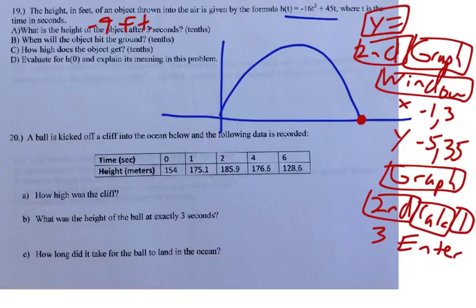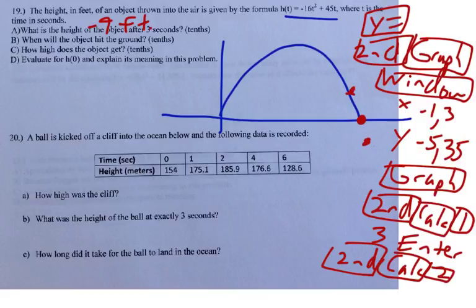So on that one I do second calc 2. And after I press second calc 2, I'm looking for my 0. So I'm going to do left bound, right bound, and then I'm going to guess right in the middle where it crosses. And I got 2.8, 0. So the only one I care about there is the time, which is 2.8 seconds.